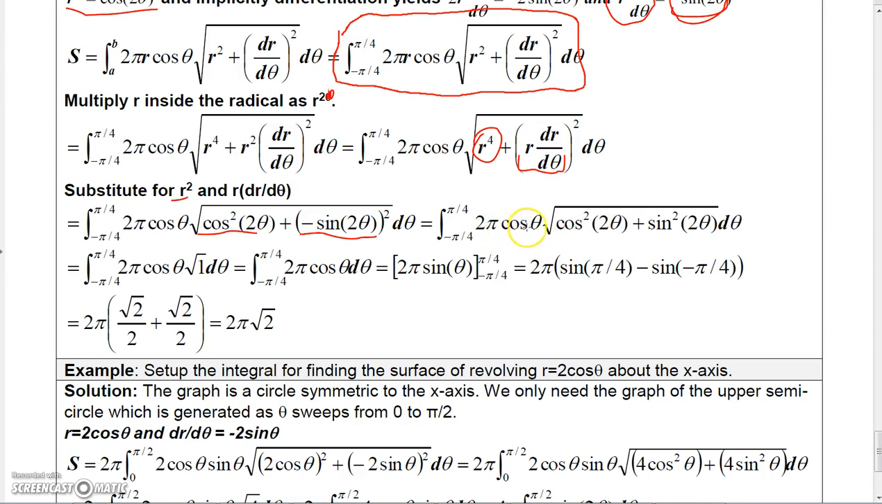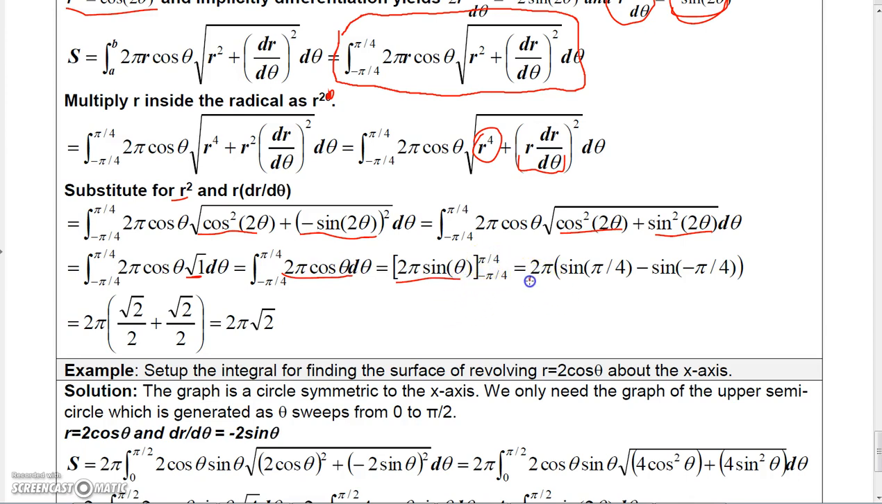And we still have the 2 pi cosine theta out here. Now the good news, cosine squared of an angle plus sine squared of an angle is just 1. So that simplifies nicely. So I just get 2 pi cosine theta d theta. And now we know how to integrate that. That's just going to be 2 pi sine theta, and then we do it from minus pi over 4 to pi over 4.